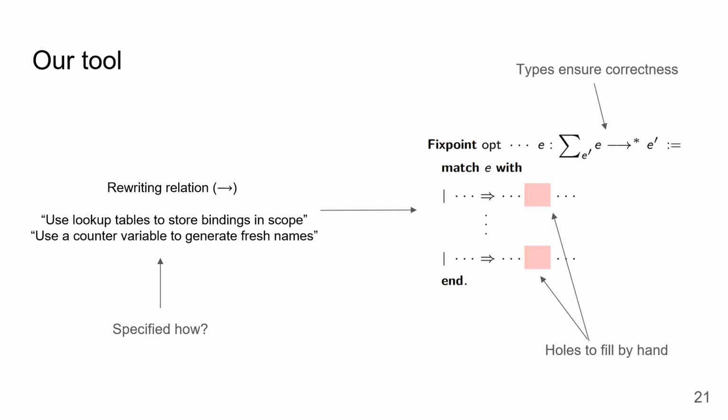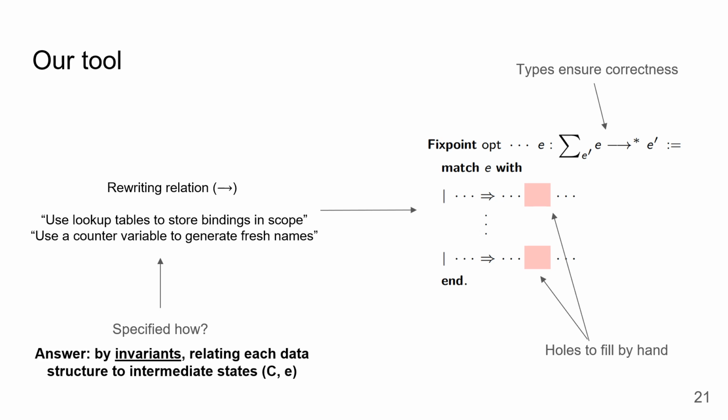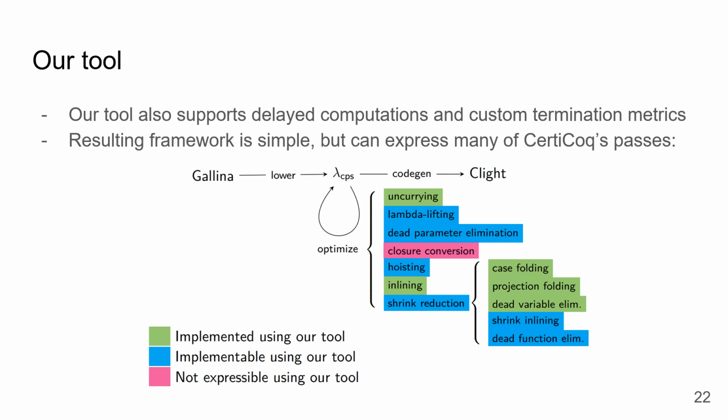So, going back to this picture from earlier, we now have our answer to this question of how to specify the invariants held by data structures that compiler writers like to use. And our answer is that a lot of these data structures maintain invariants that relate their values to pairs consisting of a one-hole context and a subterm in focus. In addition to this notion of helper data structures, our tool also supports a restricted kind of delayed computation and the ability to specify custom termination metrics.